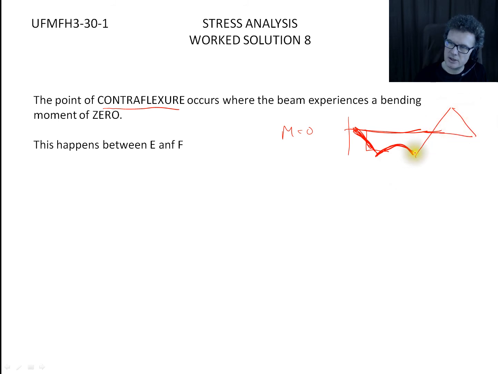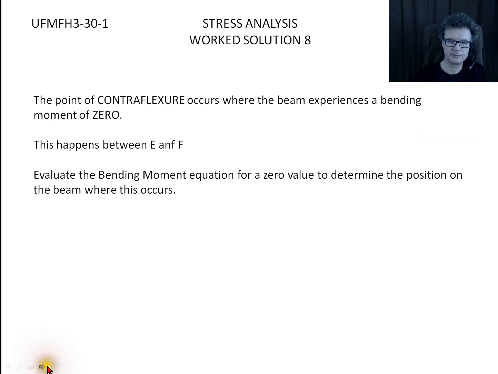So here you can see that M is gradually changing and it's cutting through the axis here, and where M equals 0, that is called a point of contraflexure, and you have no bending, so it's a good place to locate maybe some sort of joist or something like that. So you're not going to get any bending forces. So evaluate the bending moment equation to find out where it equals 0.